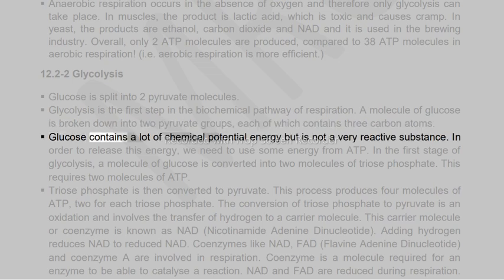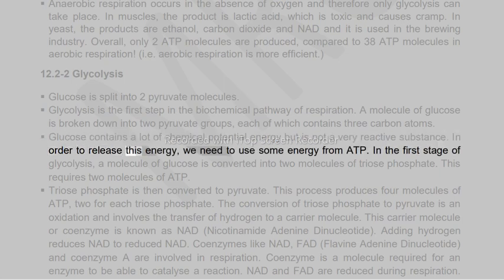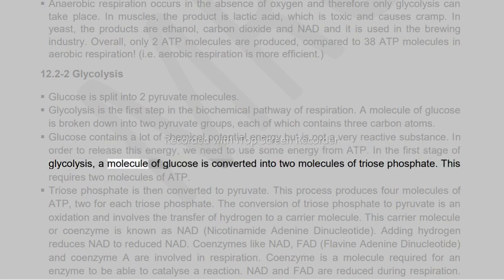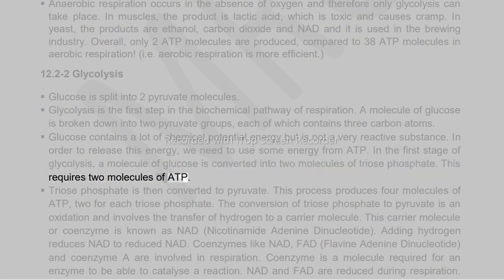Glucose contains a lot of chemical potential energy and is not a very reactive substance. In order to release this energy, we need to use some energy from ATP. In the first stage of glycolysis, a molecule of glucose is converted into 2 molecules of triose phosphate. This requires 2 molecules of ATP.